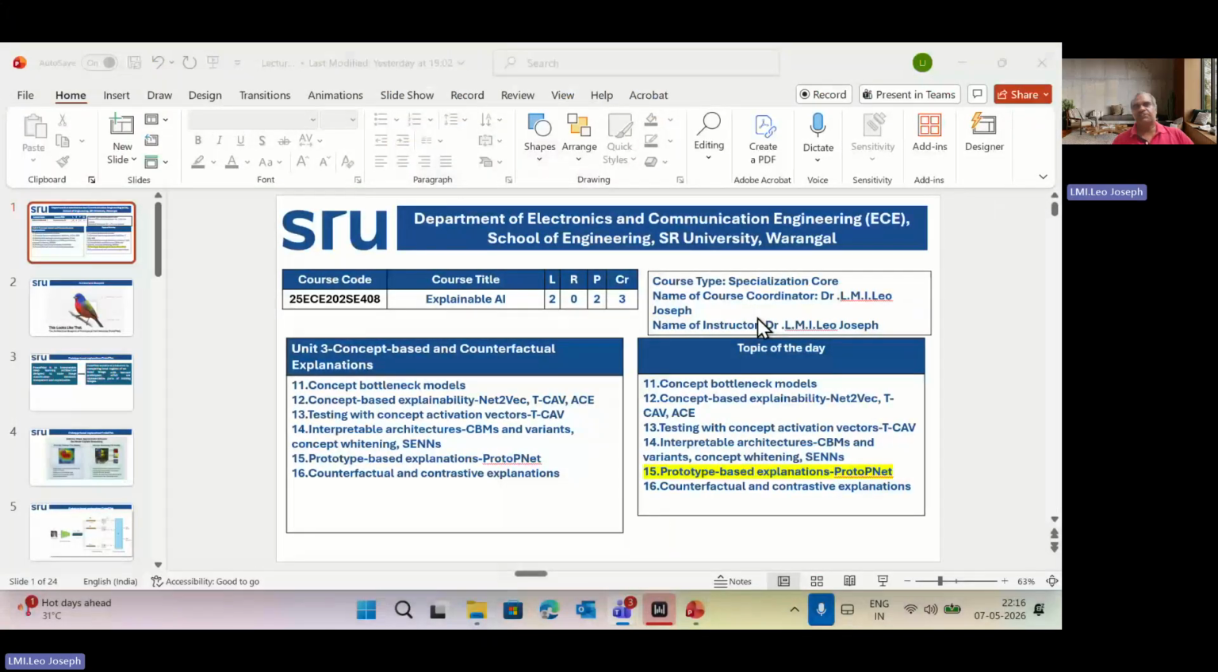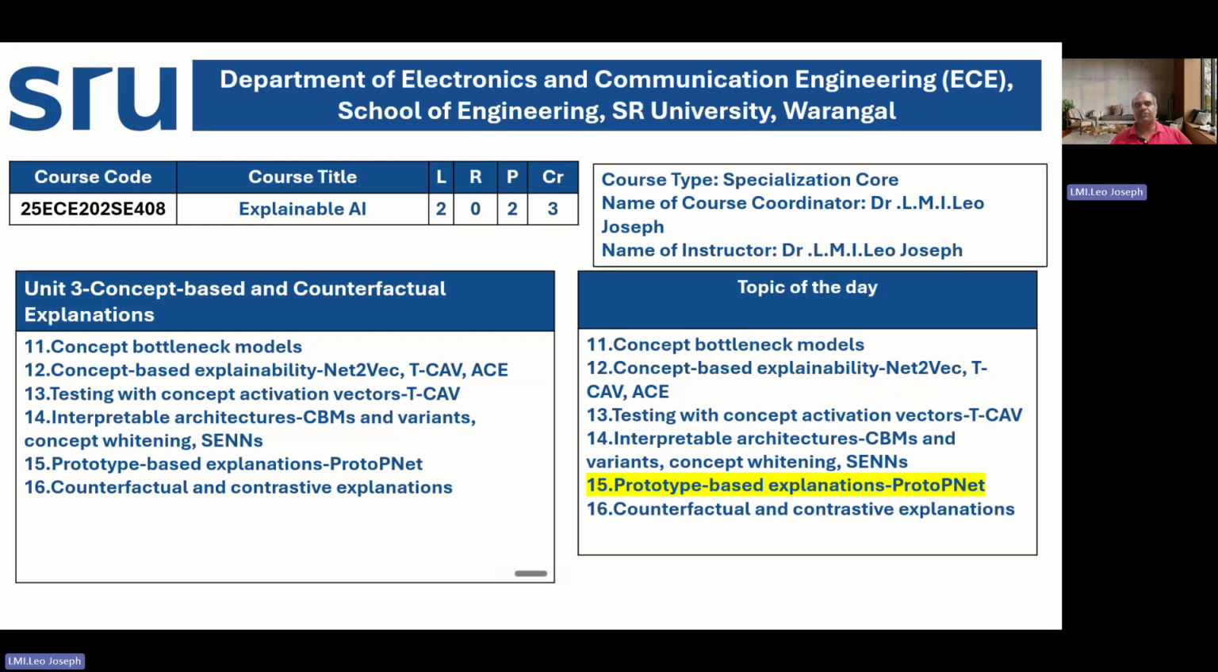Today we are going to see the video lecture series on Explainable AI. In this video series, we are going to see about the topic called prototype-based explanation, that is called ProtoPNet. This is one of the other important topics that we are going to see. Basically, the prototype-based explanation is quite different from what we have discussed in the earlier lectures.